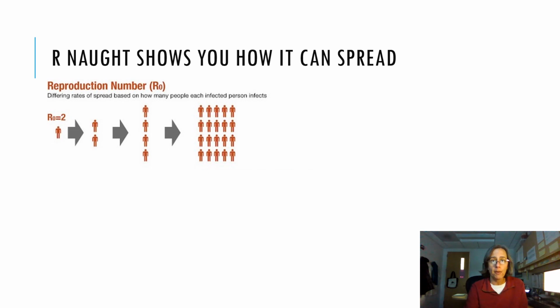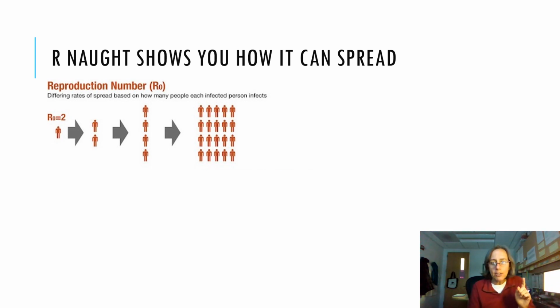So for example, if a condition has an R naught of 2, that means on average, each person is going to infect 2 people. So you can see here, we start with one infected person, and then 2 people get infected by them, and then each of those infects 2 people, so now we have 4, and then each of those infects 2 people, so now we have 8, and then it would go 16, and it goes on and on.